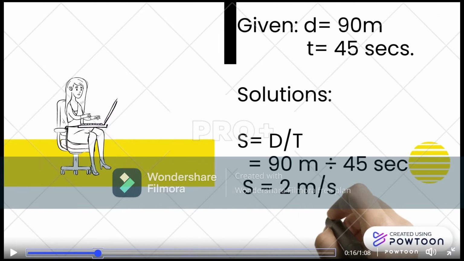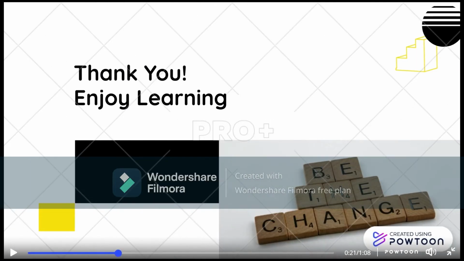We are looking for the speed, and the formula of speed is S equals distance divided by time. So 90 meters divided by 45 seconds is equal to 2. And the answer for the speed is 2 meters per second.